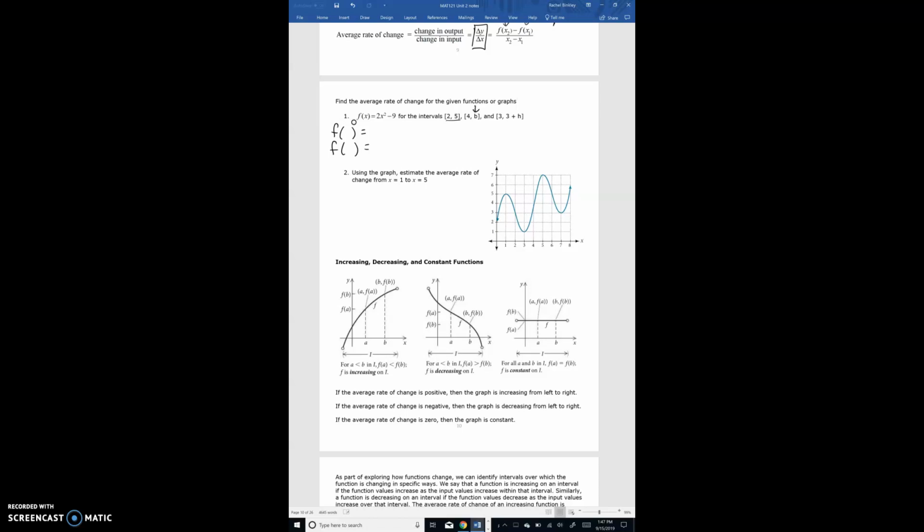Okay, so now for the last one, my first input is going to be 3. My second input is even stranger than just a variable. It's going to be its own little function here, 3 plus h. So this is why we did all that work with functions earlier. So f of 3 is going to be 2 times 9 minus 9, which should just be 9.